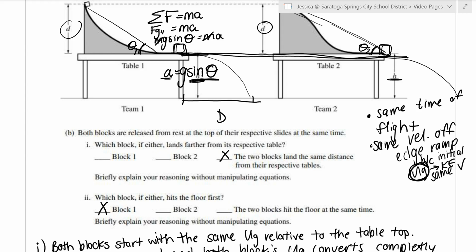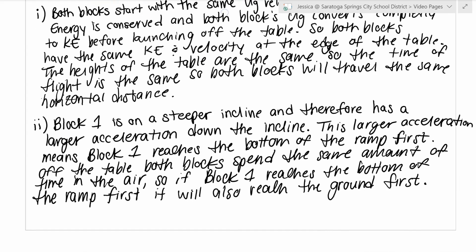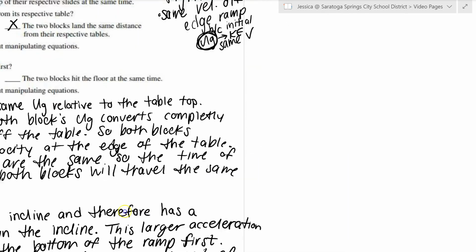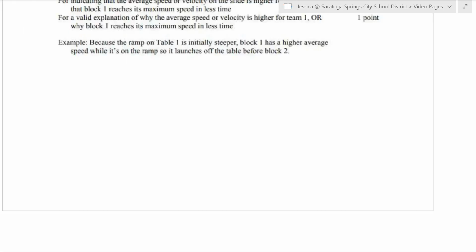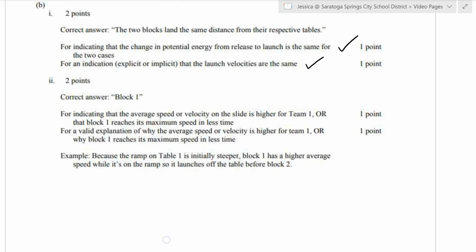If they were different heights, it would definitely make this problem a lot more complicated because it would just be very difficult to do. So let's check the answer key and see if I got all my points for B2. Let's see, B2. Okay, correct answer is block 1. Awesome, but I don't get any points for that.